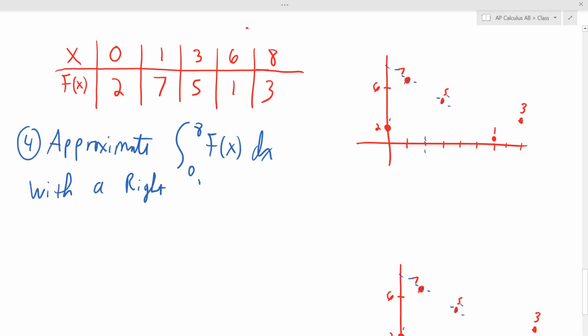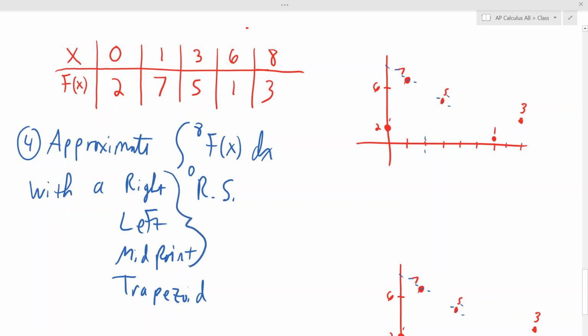a right Riemann sum. I'm just going to call it an RS. A right Riemann sum, or a left Riemann sum, or a trapezoid rule, or with a mid Riemann sum, or with a midpoint rule, something like that. Okay, so we're going to have a right, we're going to have a left, we're going to have a midpoint we're going to have to talk about, and we're going to have a trapezoid rule.